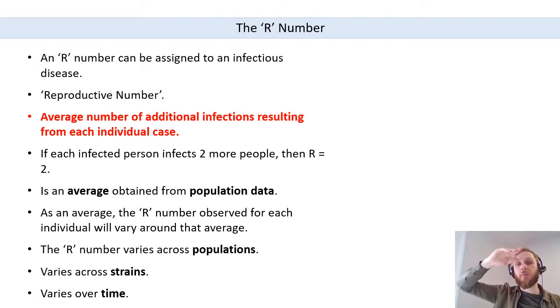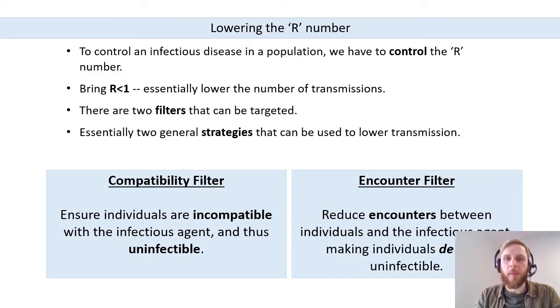If, on the other hand, we can bring the R number below 1, that means for each infectious case the number of additional infections is less than 1, and therefore the total number of infections in the population is trending downwards. So 1 is the critical point for this R number. So hopefully that makes it clear that what we're trying to do is lower the R number in our attempt to control the spread of an infectious disease. So again, lower the average number of additional infections from each infectious case.